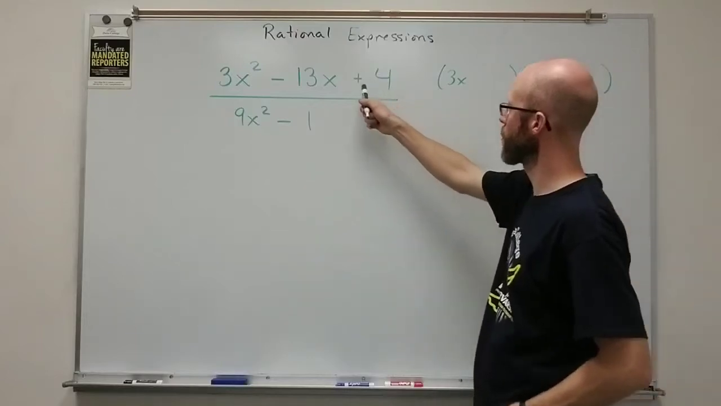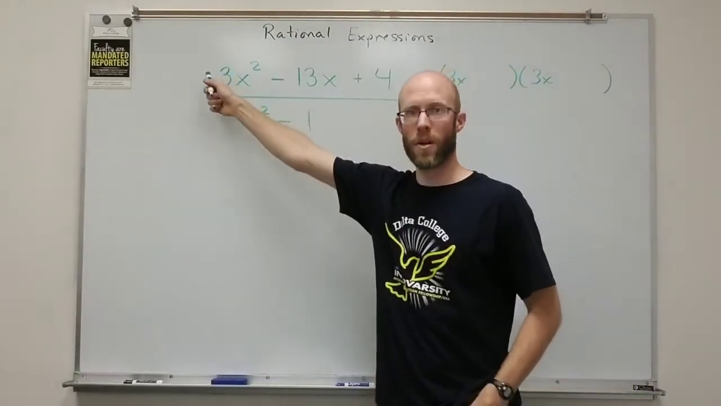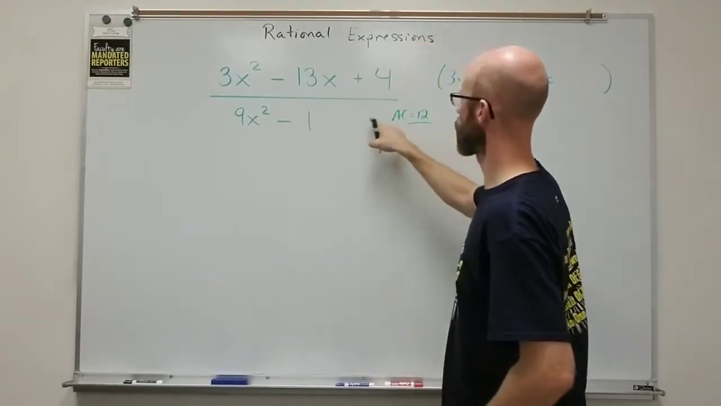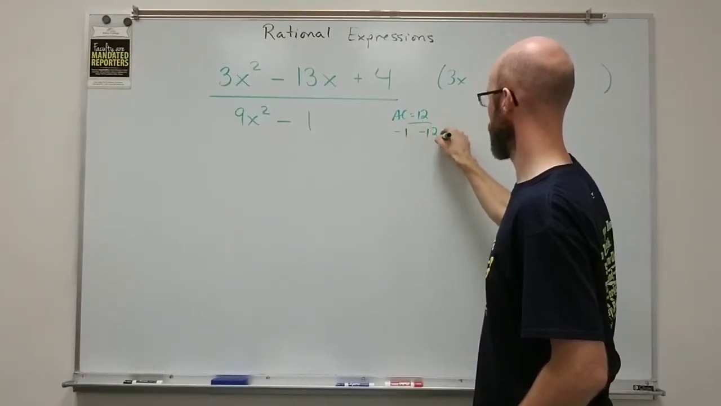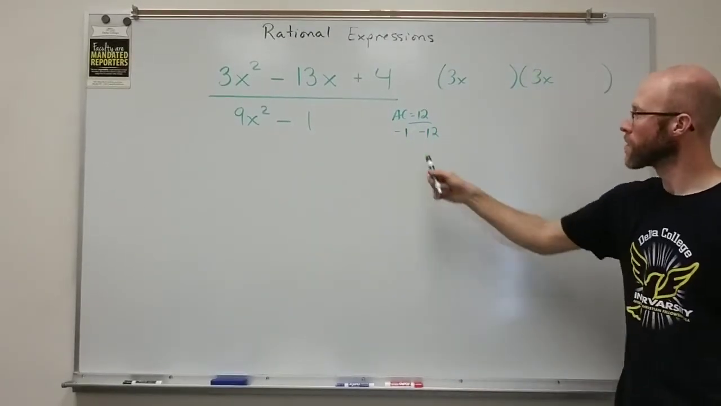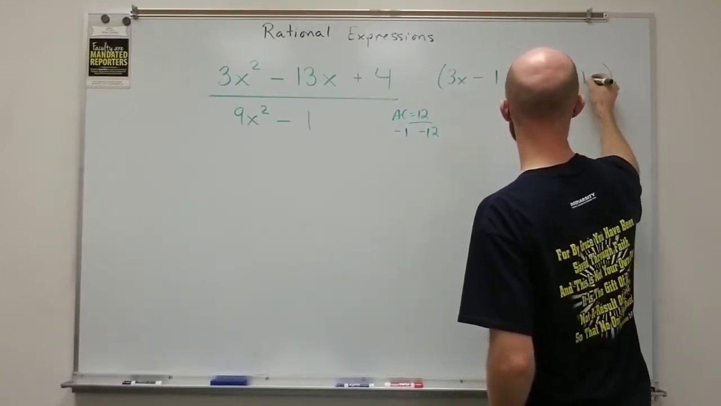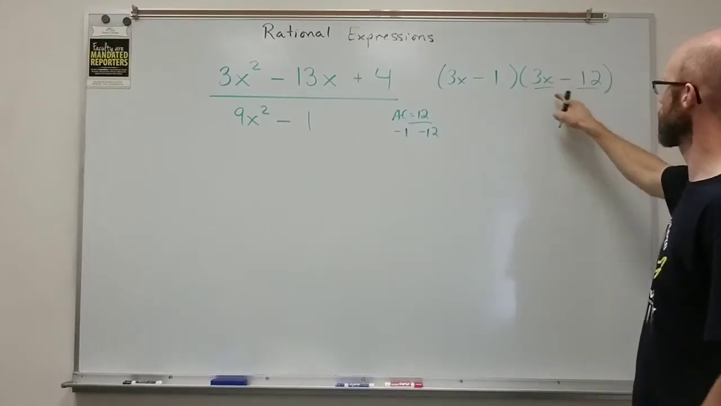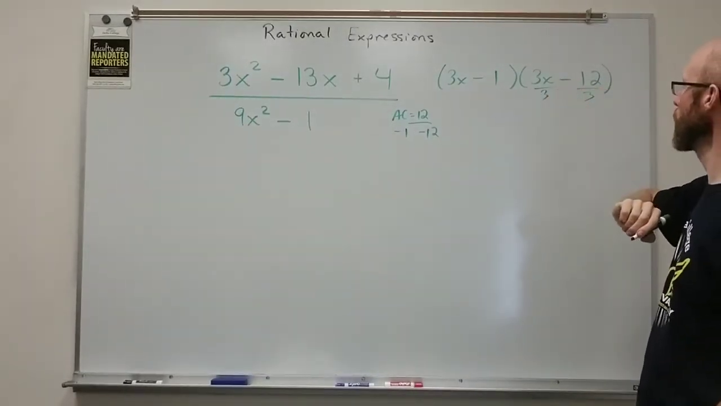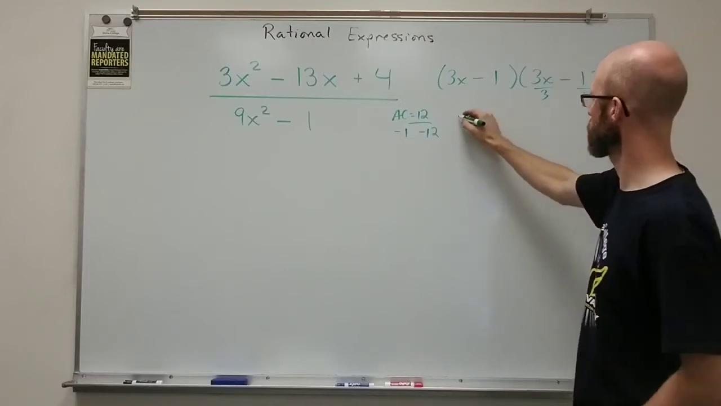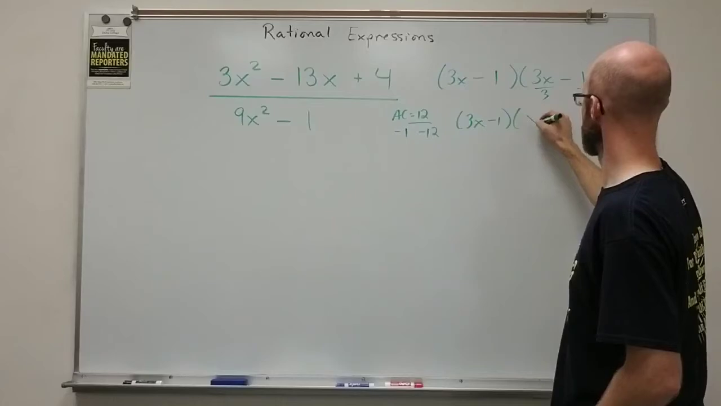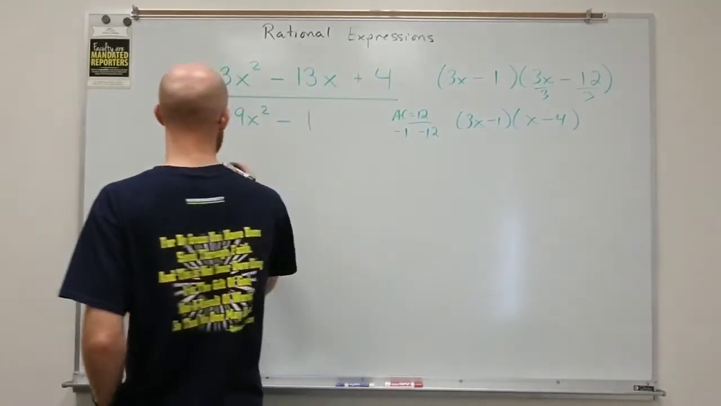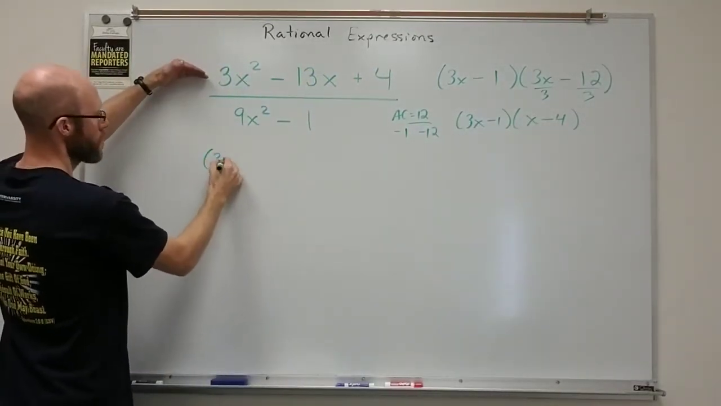And then I want to figure out what AC is. 3 times 4 is 12. So AC is 12. Factors of 12 that add up to negative 13 are negative 1 and negative 12. So I want to put in a minus 1 and a minus 12. There's no common factor in the first factor, but there is a common factor of 3 here, so I want to divide those out. Dividing that out gives me 3x minus 1 times x minus 4. So 3x minus 1 times x minus 4 will be the two factors in the numerator.